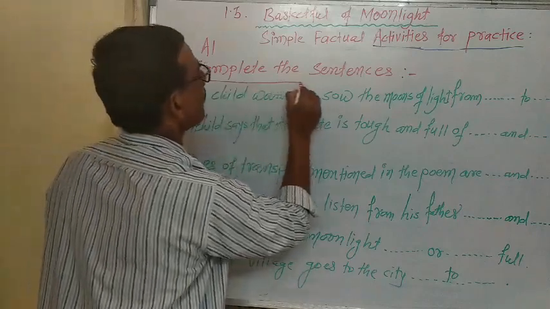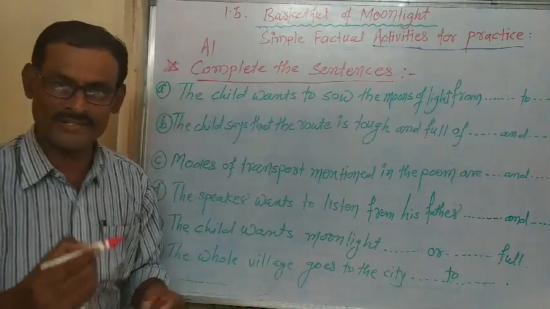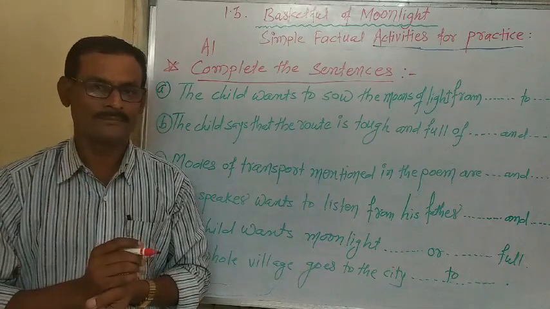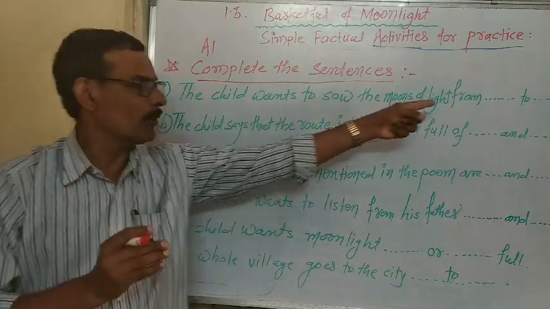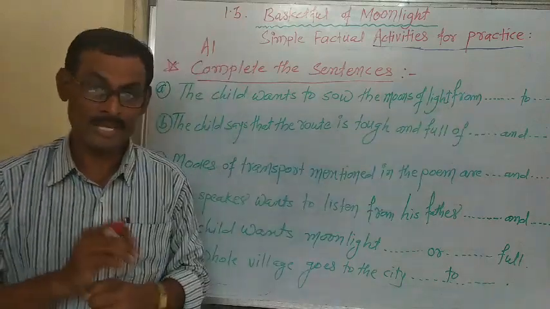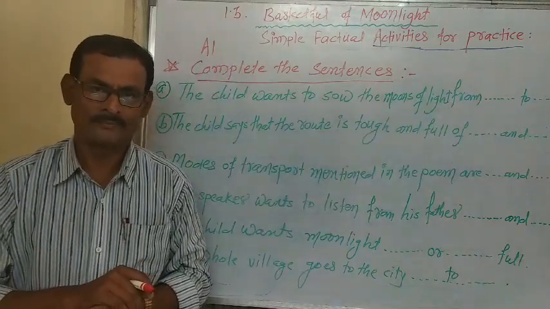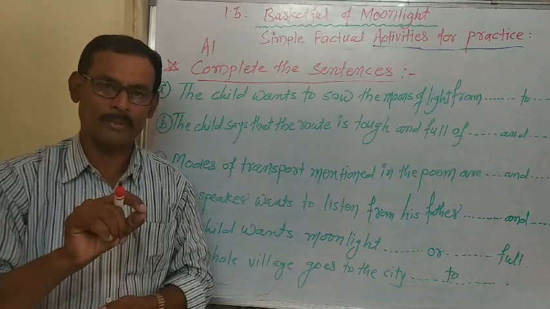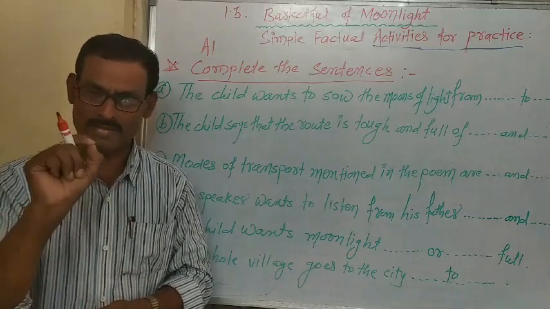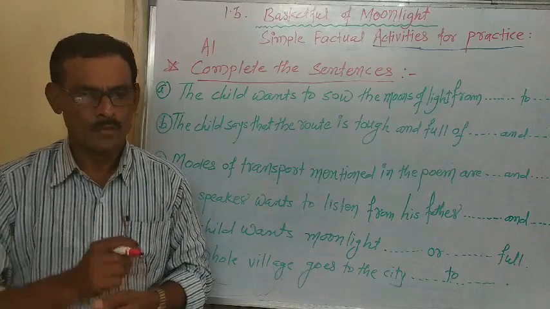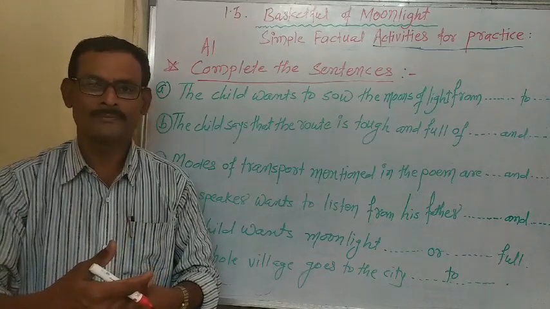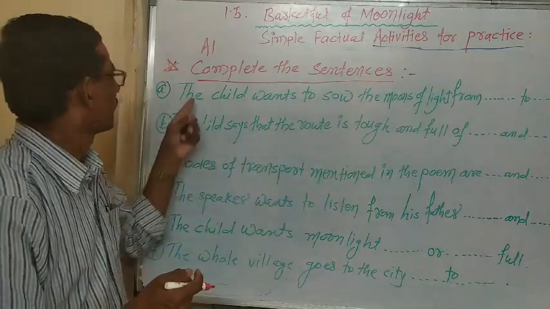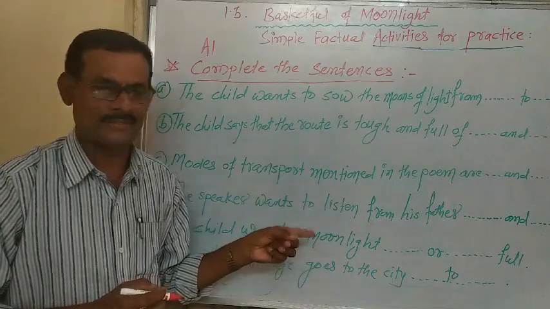This is complete the sentences. What does it mean? It means half sentences are given. There will be some dashes or dots, as in filling the blanks. The answers are available. They can be found in your poem, in the stanzas. We have to go through the poem and complete the sentences. Okay, come on. Let me read the sentences.